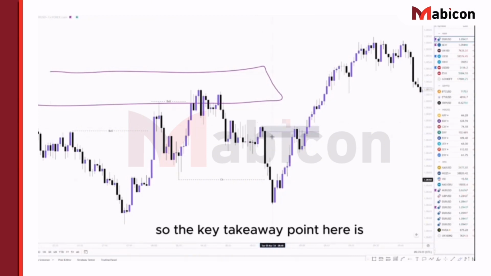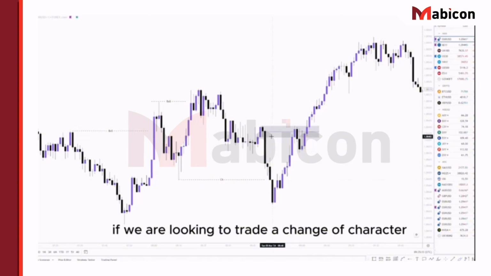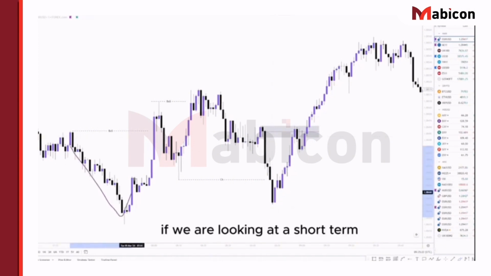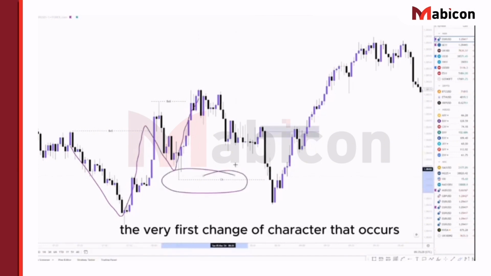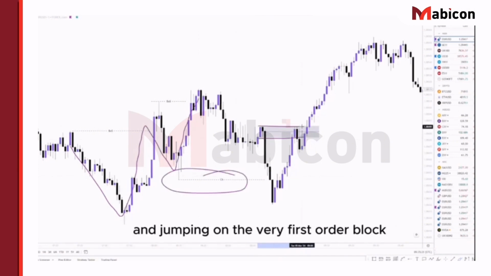So the key takeaway point here is if we are looking to trade a change of character, we need to ensure we have a valid reason for that change of character to play out. If we are looking at a short-term bullish trend like this, and then looking at the very first change of character that occurs and jumping on the very first order block, then it's extremely likely we're going to be taken out as liquidity and have our stop losses hit.